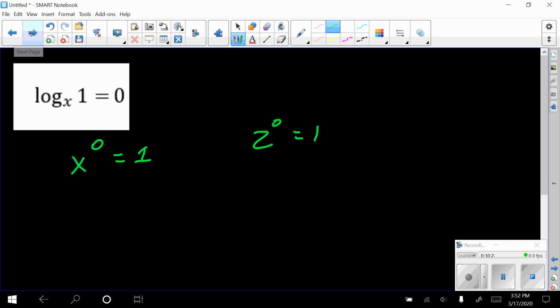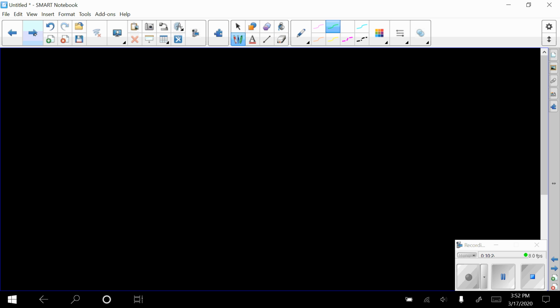And I think that might be the last one. Yep, it is. So those are all your properties that you're going to use in section 5.